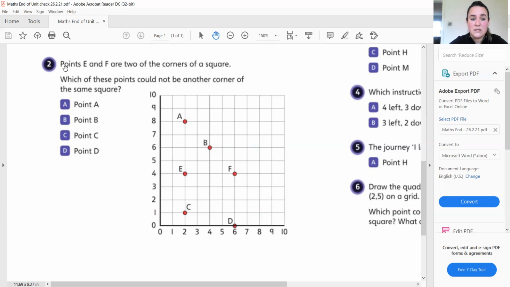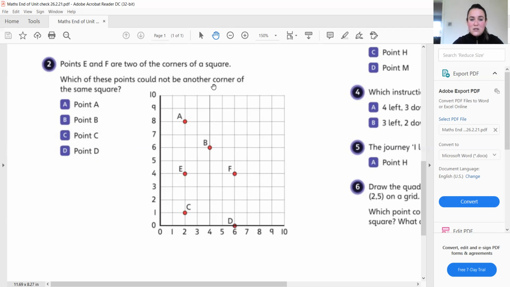So we've got points E and F are 2 corners of a square. Which of these points could not be another corner of the same square? So if E and F are 2 corners of a square, which points could not be? Now the clue here is that this word here, points, has got an S. That makes it plural. That means there's going to be more than one of those letters that would not make a square.